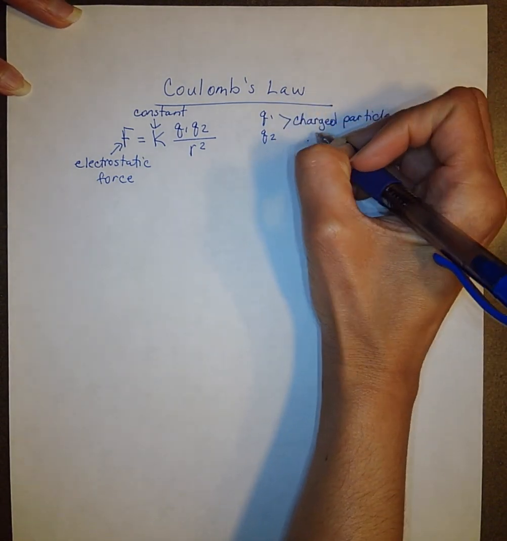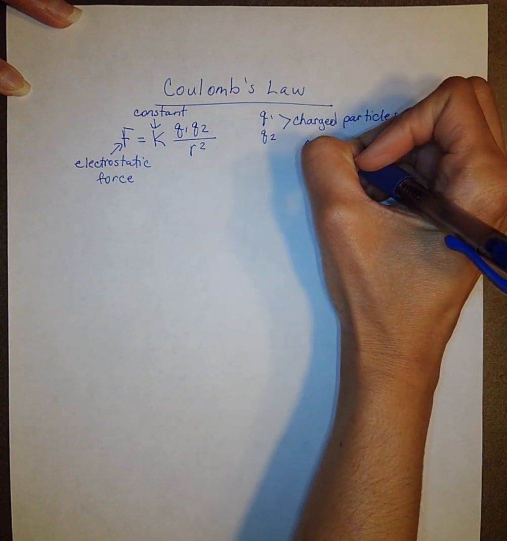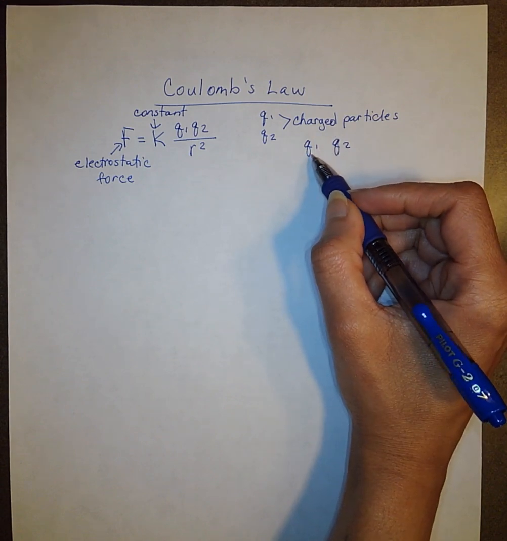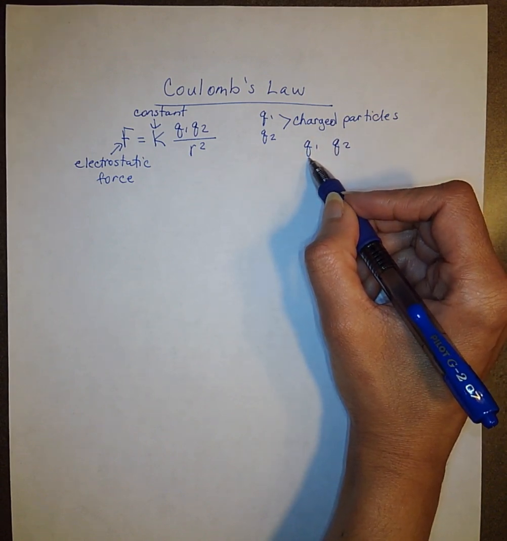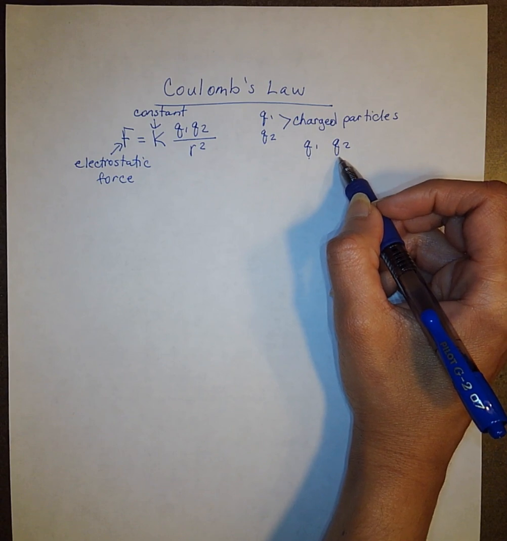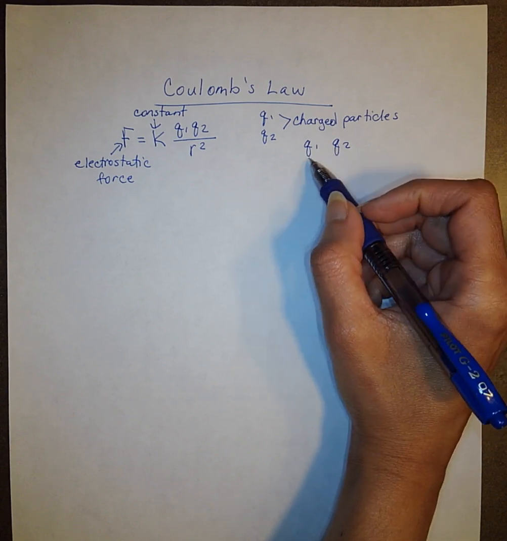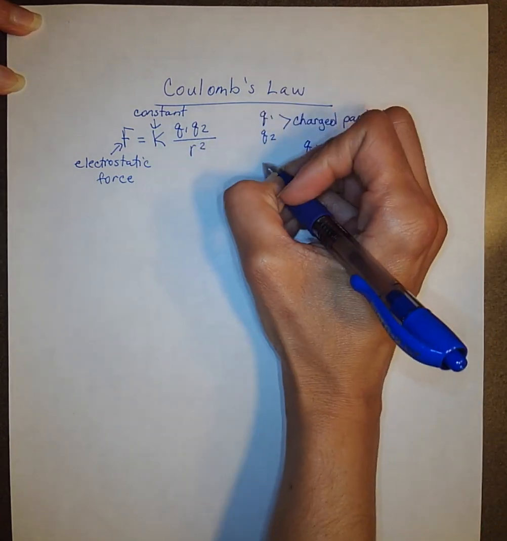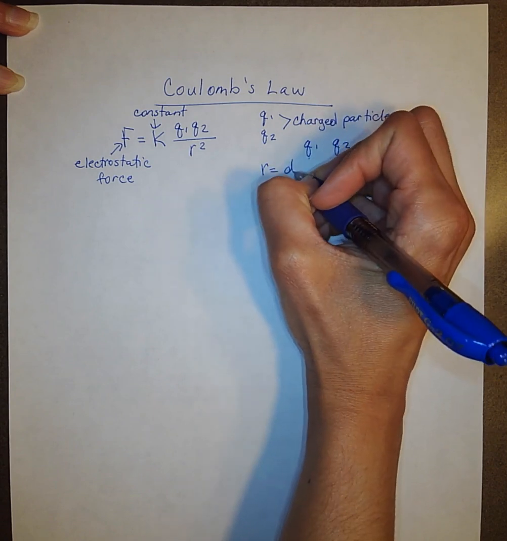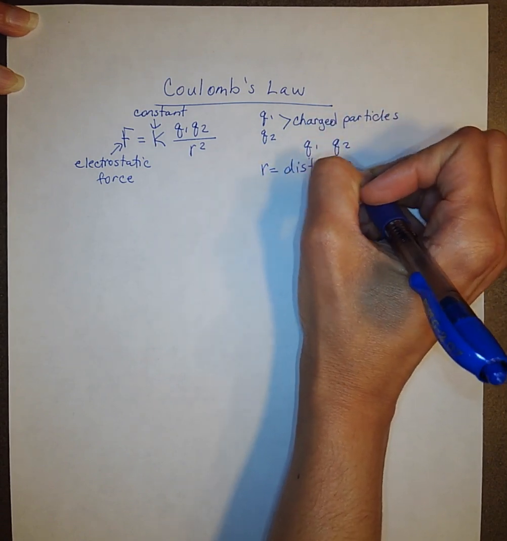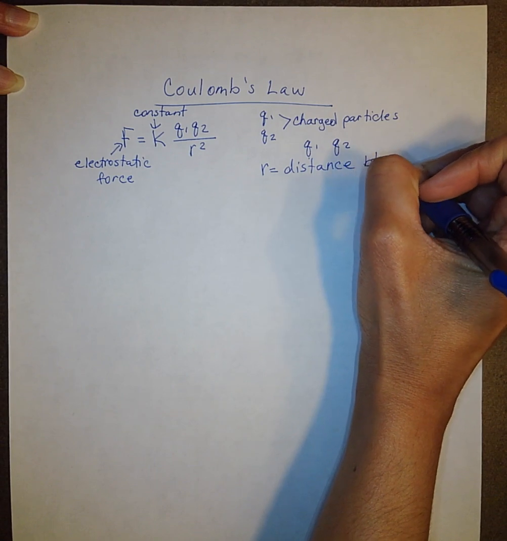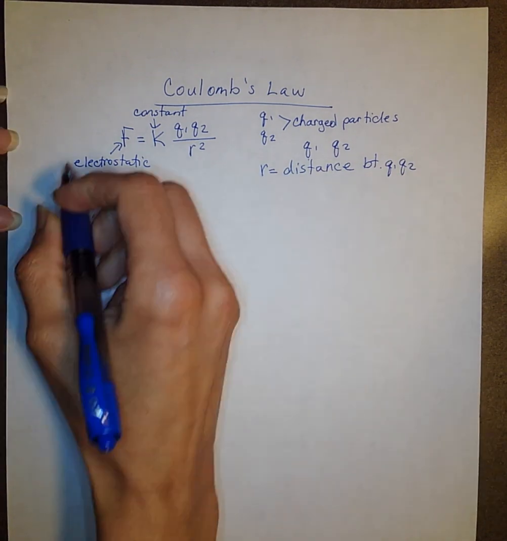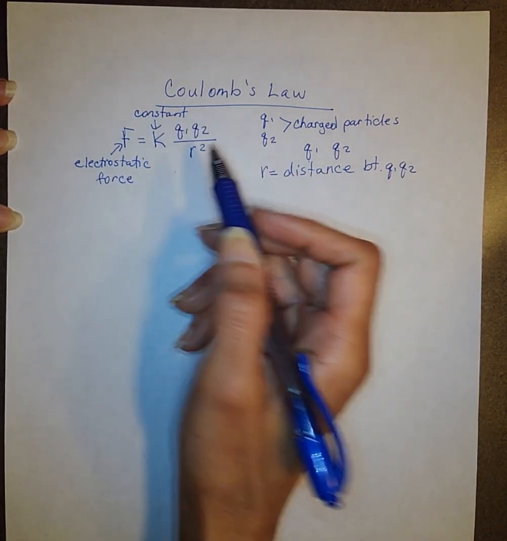So Q1 could be the proton and Q2 could be the electron. They could both be electron-electron or proton-proton. It really does not make a difference. And then the R value is actually the distance between Q1 and Q2. Okay, so really this equation, Coulomb's law, can be divided up into two parts.